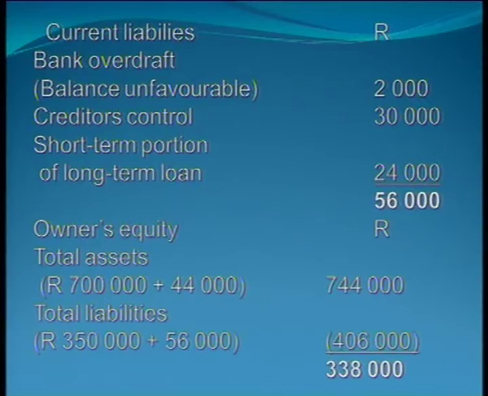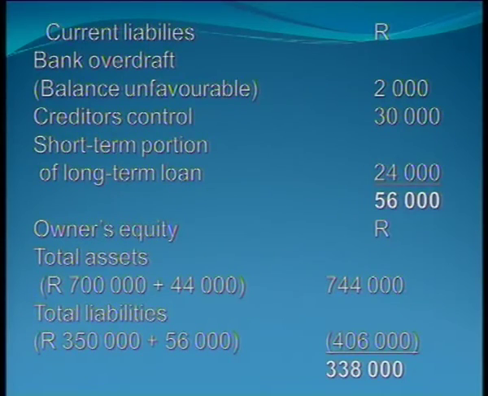Moving on, your current liabilities are then made up of your bank overdraft balance, which is unfavorable. Remember that we have explained that it was not going to be included in your current assets because it's a current liability. Unfavorable means it's in negative, and favorable means that it's a positive. Your bank overdraft is made up of 2,000. Your creditors control is 30,000. Your short-term portion of long-term loan is 24,000. Your total current liabilities are 56,000.